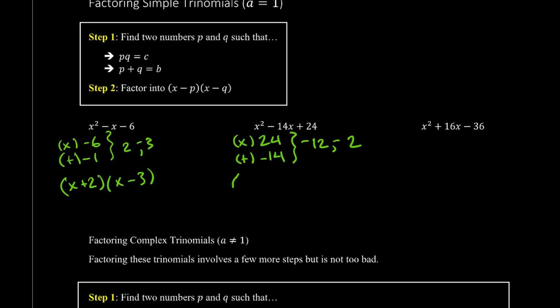So once you have those two numbers, open up a pair of brackets. And it's going to be x minus 12 and x minus 2. And that's it. Why don't you pause the video and try this one out yourself and come back and see how you did.